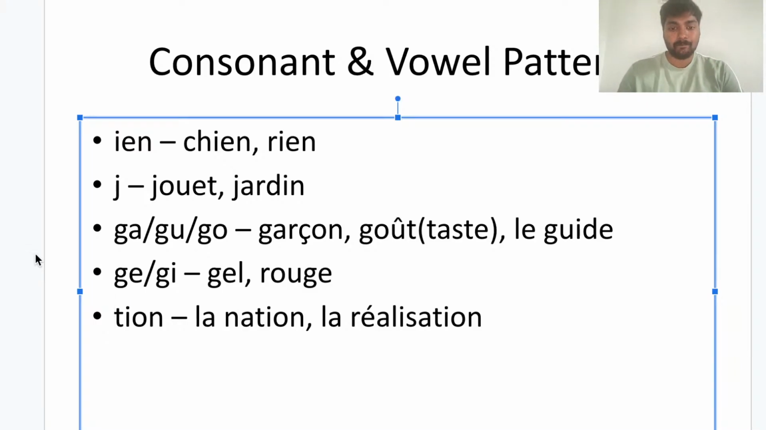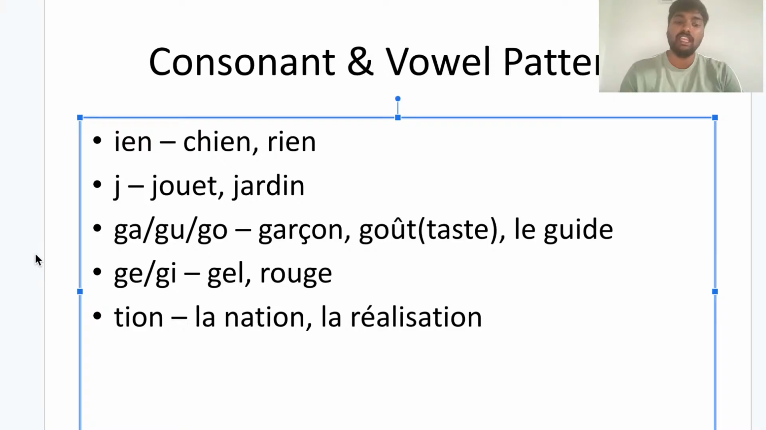Okay, and GA, GO, GU is spelled as GA is like ga. GO is also like g, good. GU is like gi. Okay, garçon, gu, le guide. Le guide means the guide. Gu means taste. Garçon means the boy.